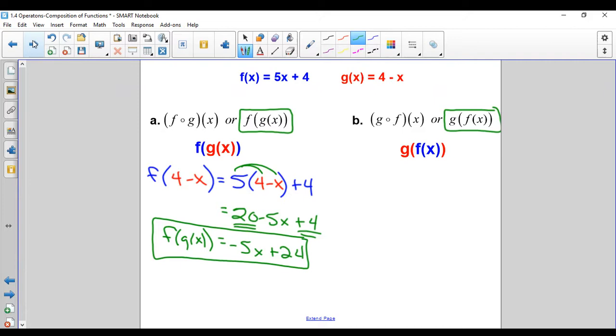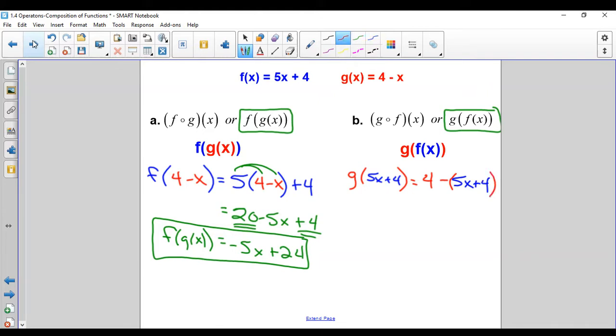I'm going to do the same thing in the second one. I'm just going to plug in the f function into the g. So I go g of 5x plus 4 instead of f of x. What that looks like is this. I go 4 minus parentheses 5x plus 4.